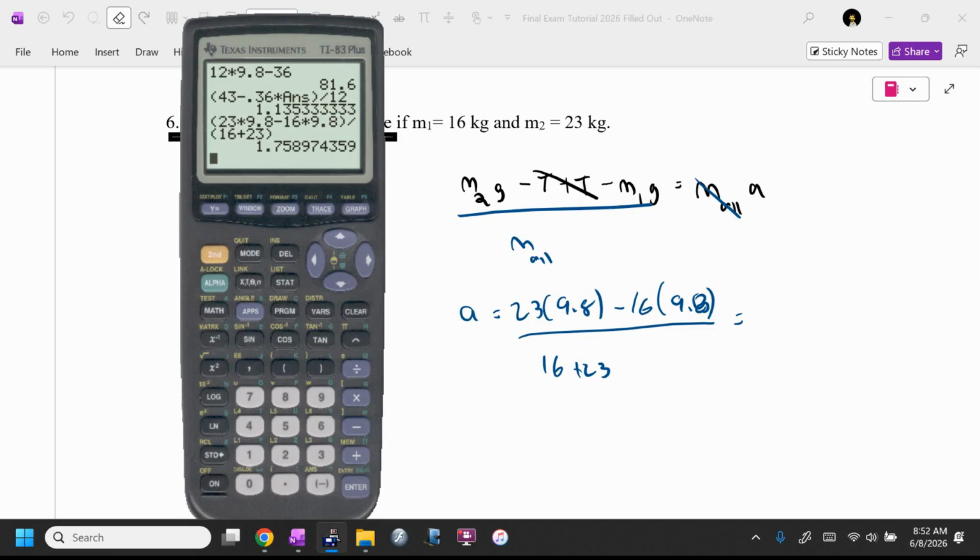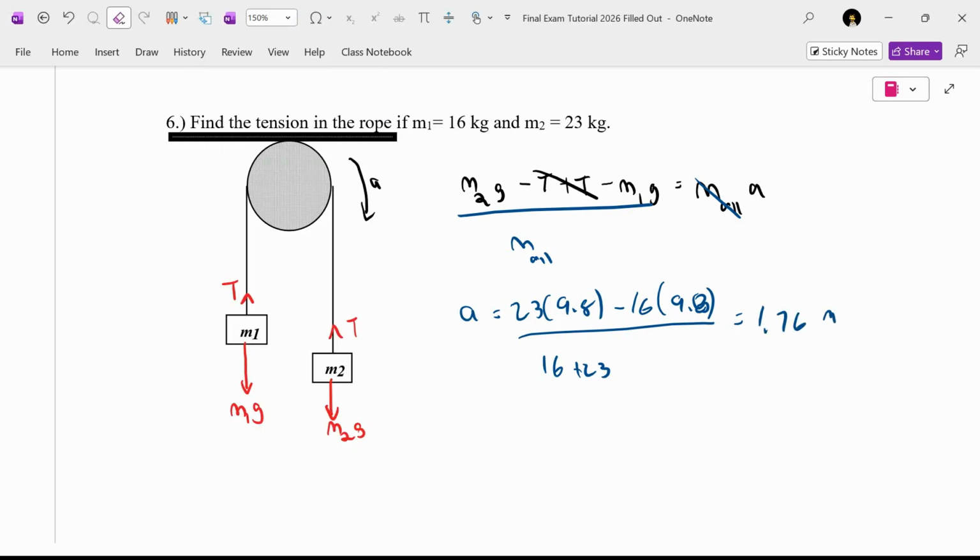So 1.75897. I'm going to write 1.76, but you know I'm storing this on my calculator, right? Or if I knew I was going to be doing more than one step, I'd write this down elsewhere. So 1.76 meters per second squared. Not what they asked us to find. What did they ask us to find?